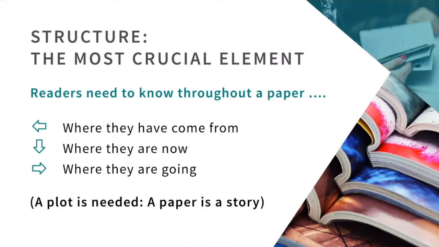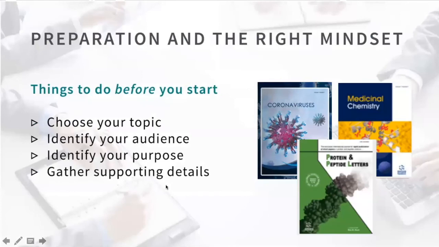Structure in your writing is the most crucial element. Readers need to know where they've come from, where they are now, and where they are going. A plot is needed. A paper is like a story. So, planning your research for publication in high impact factor journals, things to do before you start: prepare correctly, and get into the right mindset.